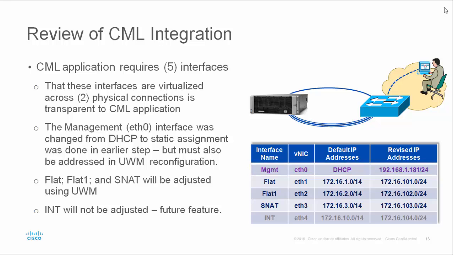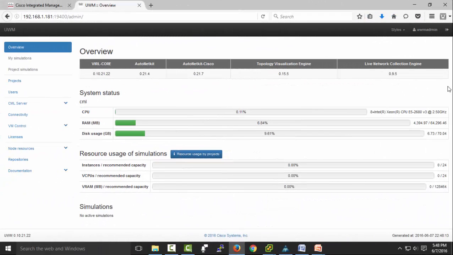This is to ensure the rehosting script continues to apply the correct settings when the rest of the revisions are applied. In addition to the management interface, the FLAT, FLAT1, and SNAT interfaces are edited with the values appropriate to our integration. As the INT is reserved for future use, we won't have to edit its settings at this time. Returning to our UWM interface, we select the CML server, then the system configuration.